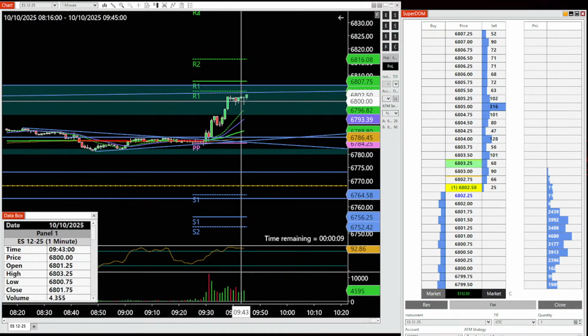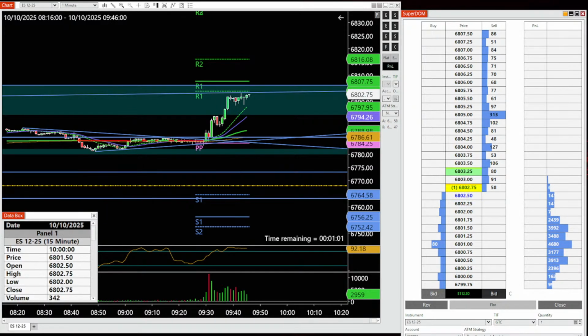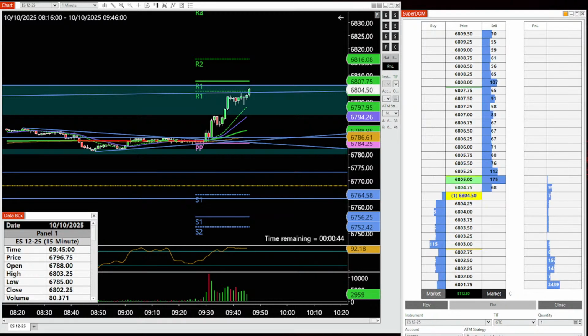Okay. A few seconds, the next 15-minute bar opens up. There it is. It's open and it's pushing. It's pushing higher.